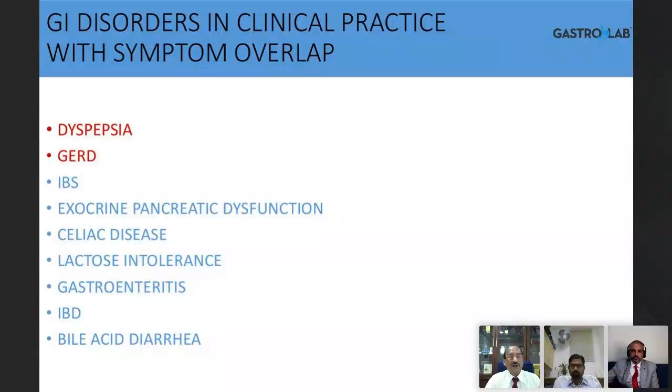So these are two important symptoms that I consider in my clinical practice. These are by far the commonest in my clinical practice, the dyspepsia and GERD. Apart from that are IBS, pancreas dysfunction, celiac disease, lactose intolerance, which we see in the Asiatic population, gastroenteritis, inflammatory bowel disease, and bile acid diarrhea.